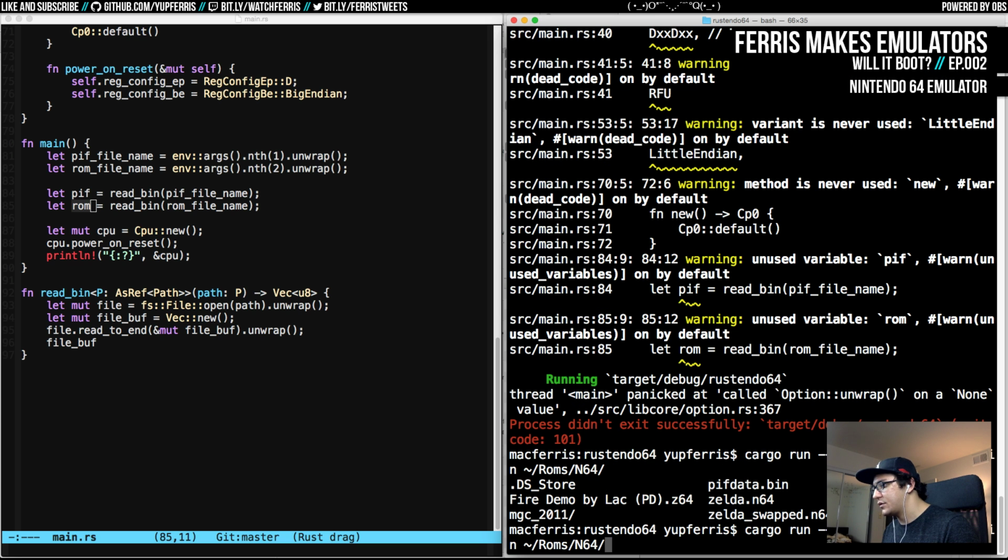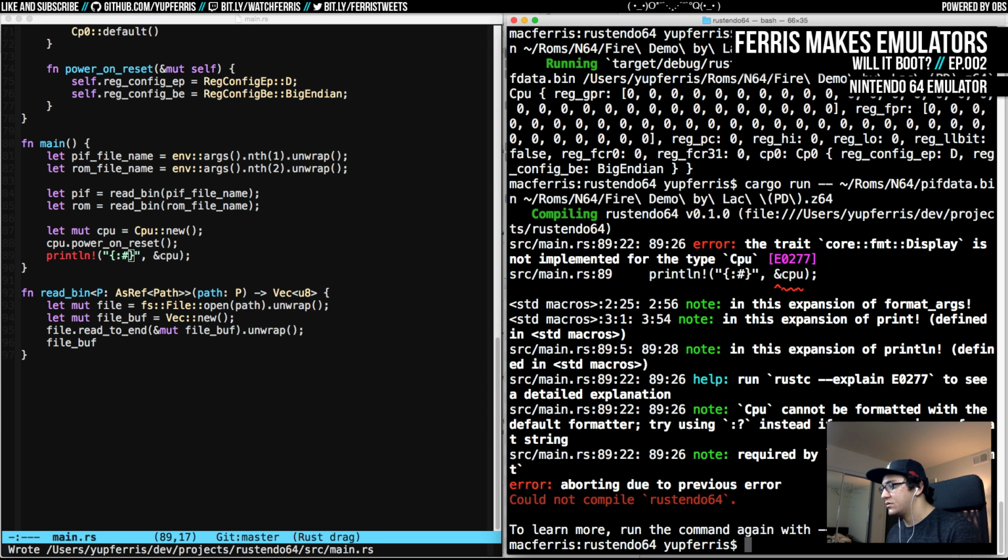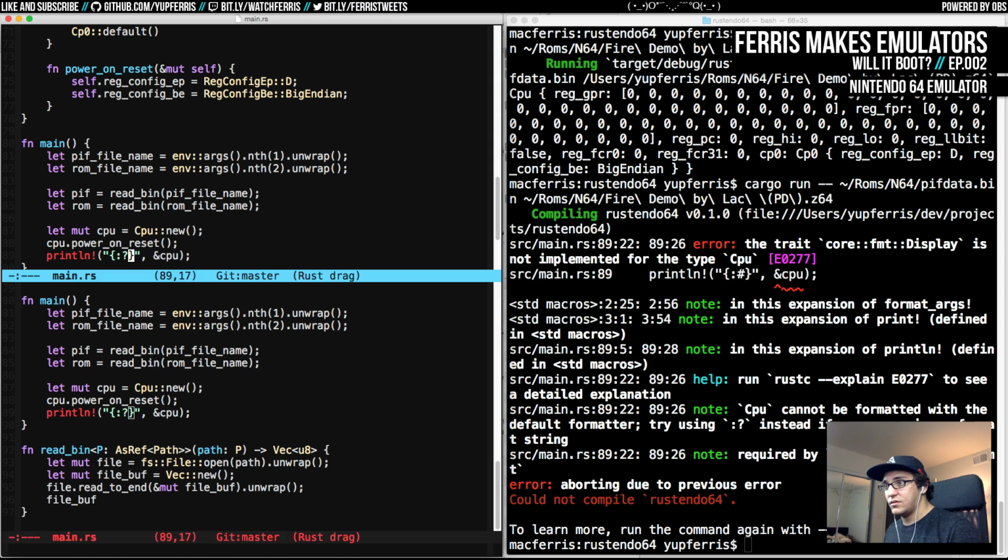Where was that fire demo? Where did I put that? Fire demo. There we go. So if we run that, it doesn't crash, and as you can see, it printed our CPU. I believe there's a way to make this print pretty, and I think it's to replace this with a hash. I was incorrect. So let me go ahead and look that up in some of my other code.